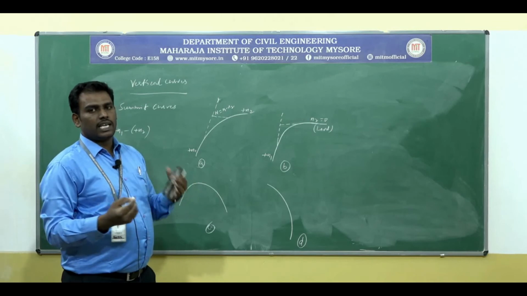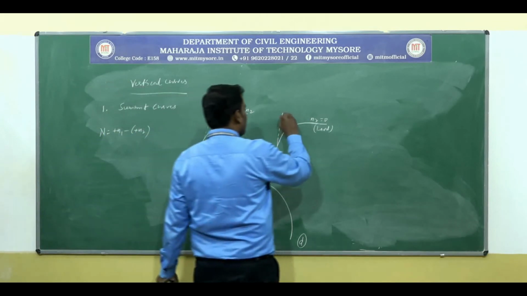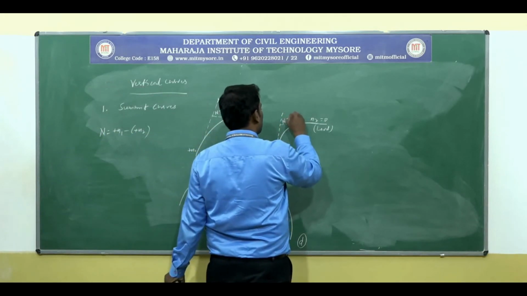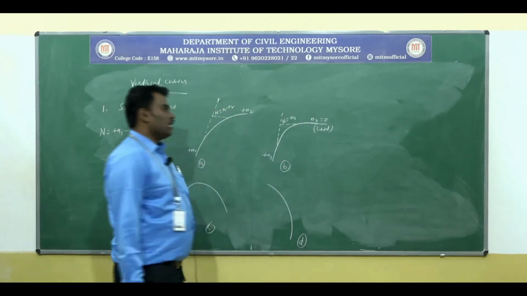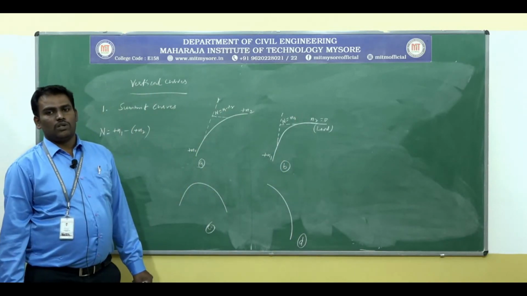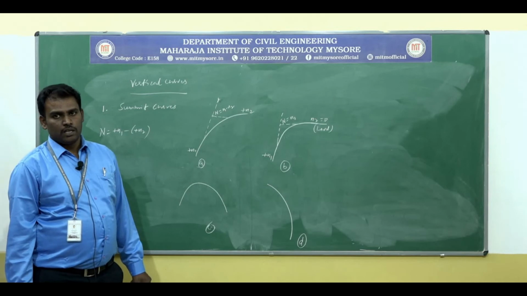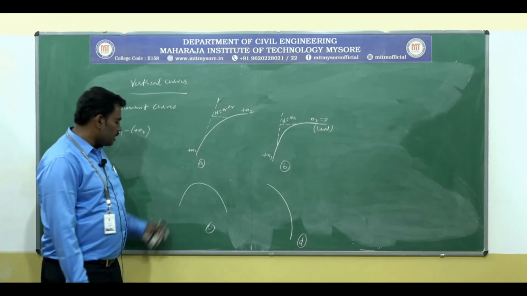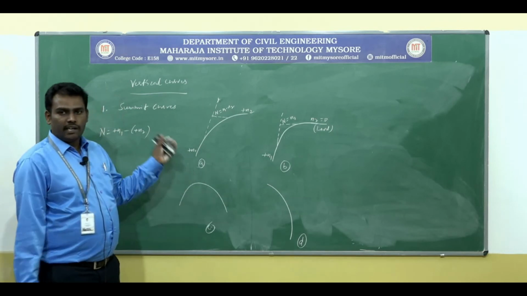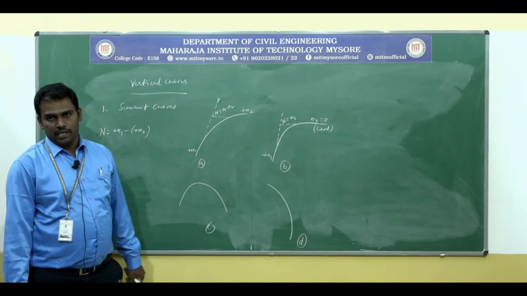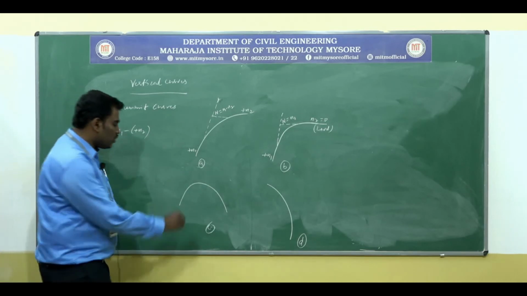Okay, if that is the case, it is very simple: the deviation angle n is equal to n1. Is it clear? And the third case is an upward gradient followed by a downward gradient.